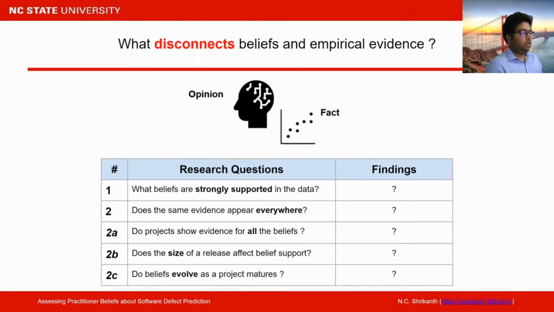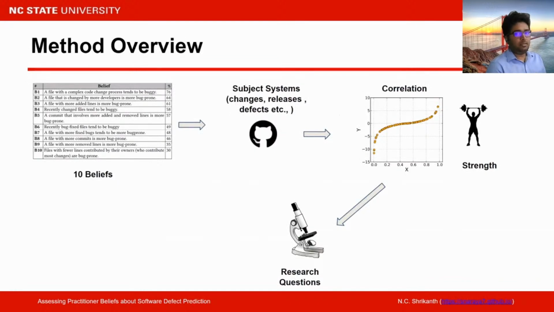Then we want to look at, does the same evidence appear everywhere? Is the belief true all the time among projects, within releases and so on? So our method to do this was, we take the 10 beliefs that we want to assess, we gathered some 37 active long-running GitHub projects. Then we correlate the belief metric with the defect proneness in the post-release period. And based on the strength of the correlation, we want to answer those research questions that we ask.